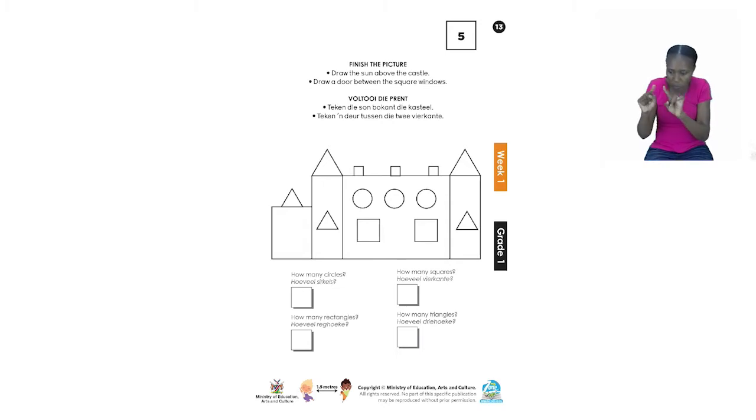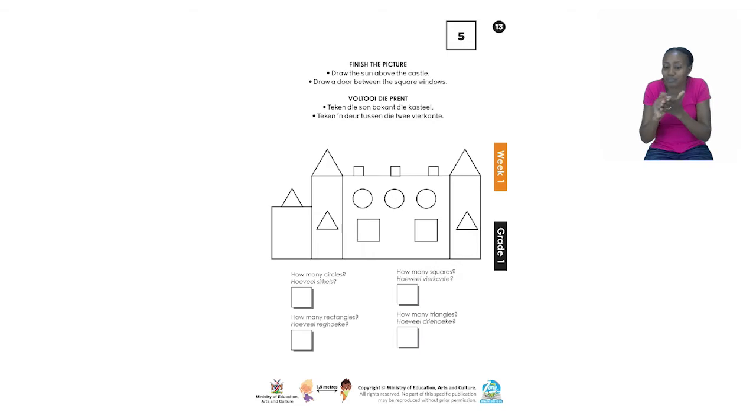How many squares can you see? You are going to put that number in the box. How many rectangles can you see? You are also going to put that number in the box. And lastly, how many triangles can you see? You will put that same number in the box.